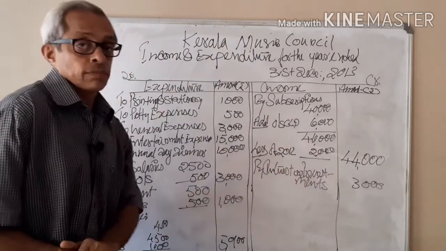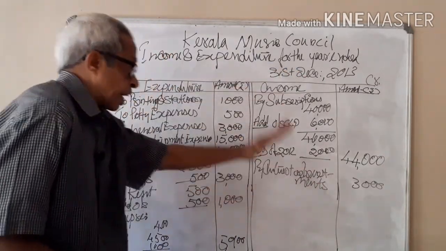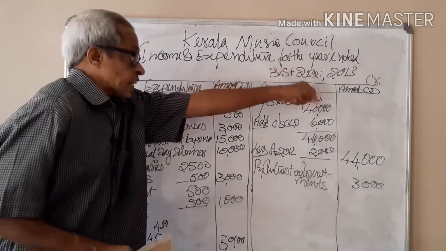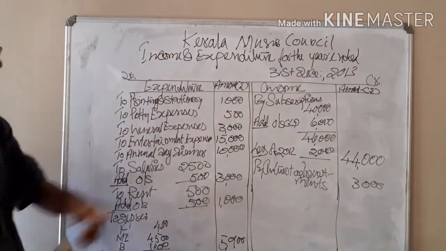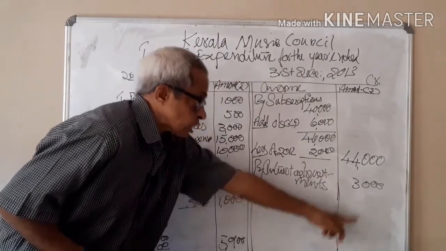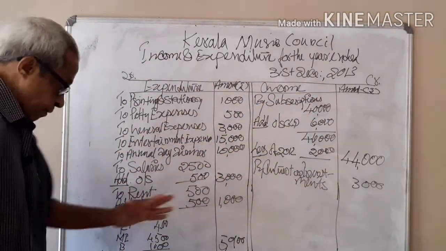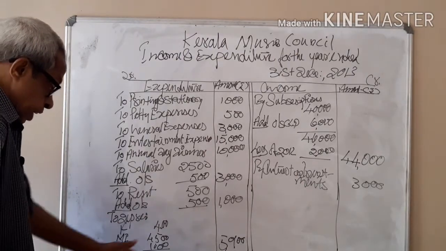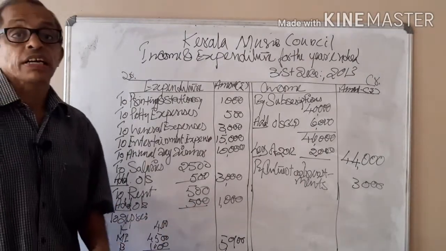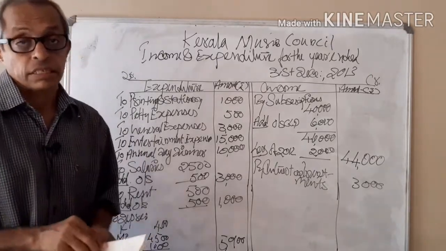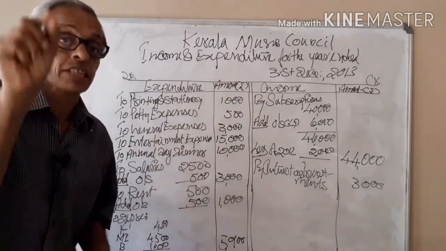Then we total it. Here the income side is higher than the expenditure side, that is, credit side is higher than debit side. So 47,000 is the total figure of the income side, that is credit side. Then we balance it. The balancing figure is 7,600. That 7,600 is the surplus amount.